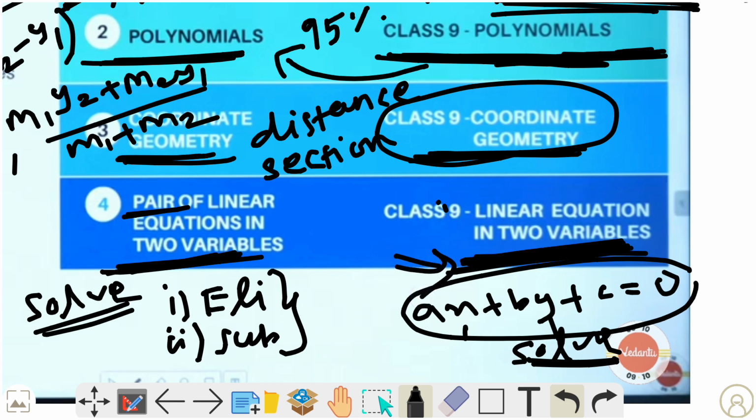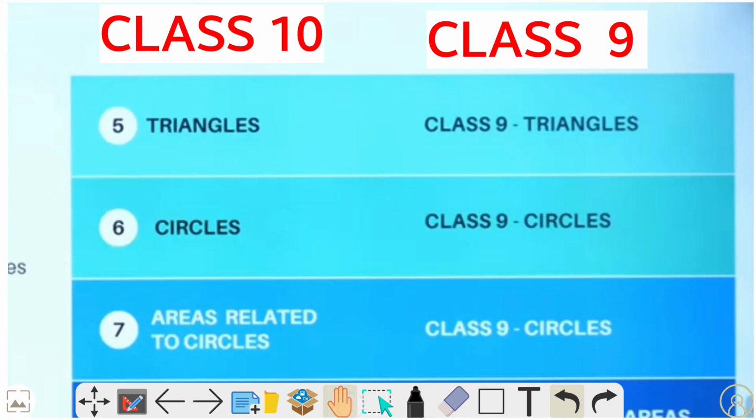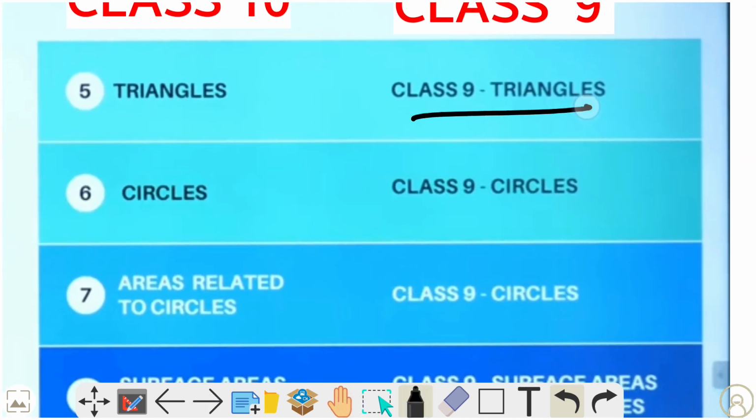In class 9 you have studied only linear equations and solving one linear equation, how to solve one linear equation involving two variables. But here we have a pair of linear equations. Okay, next. Here you have 9th triangles, 10th also triangles.